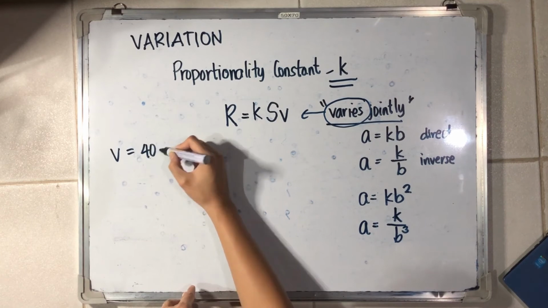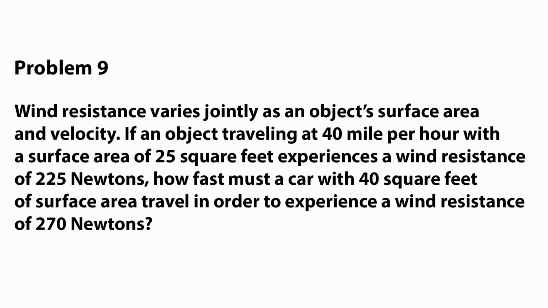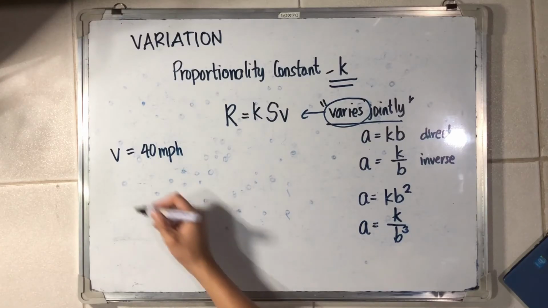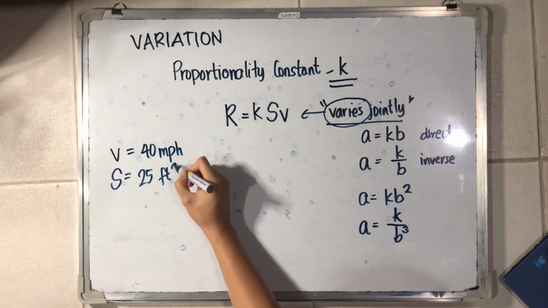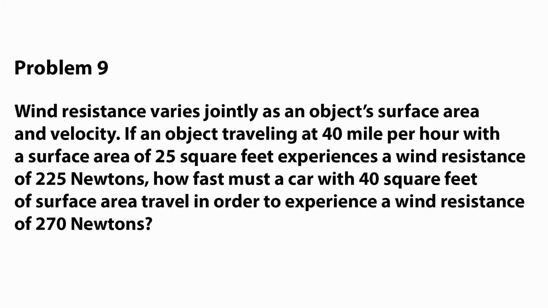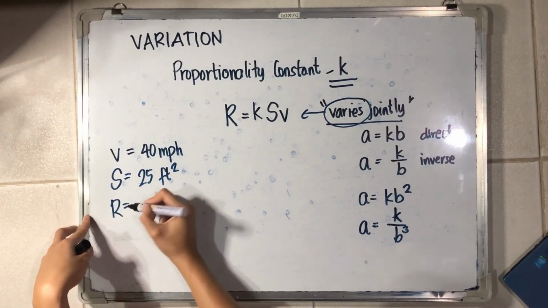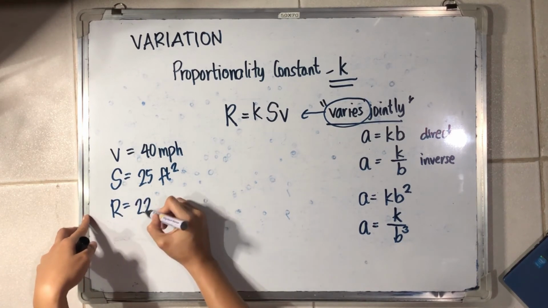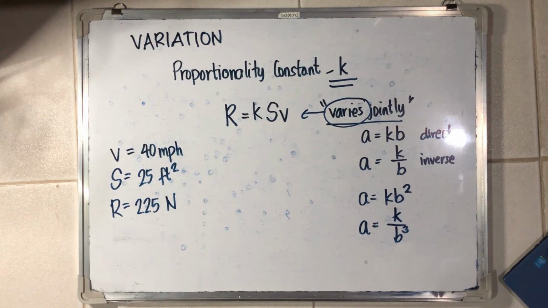Tama? 40 miles per hour. And with a surface area of 25 square feet, it experiences a wind resistance of 225 newtons. So kung ganito daw kabilis na may ganitong surface area, wind resistance daw would be 225 newtons. Yan yung unang case na sinasabi niya.